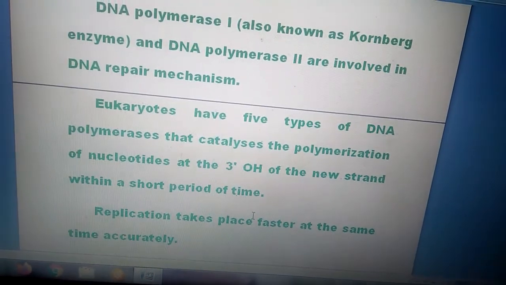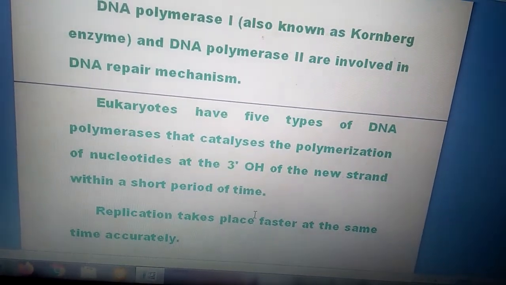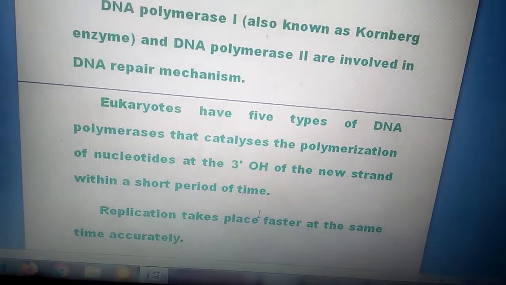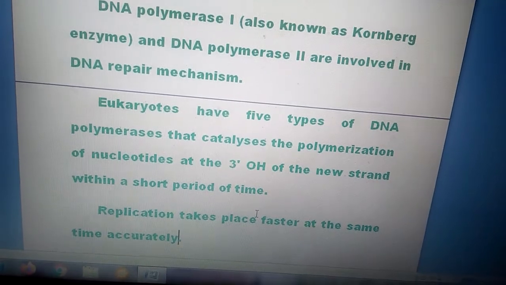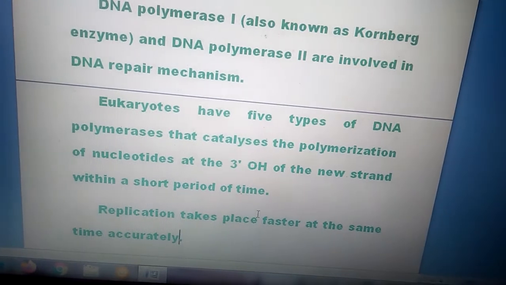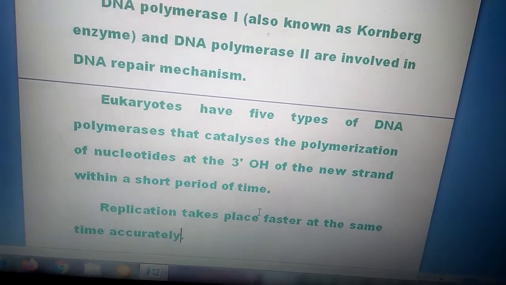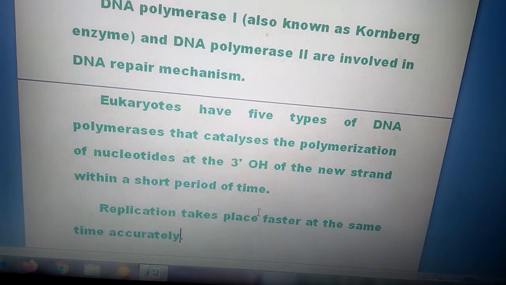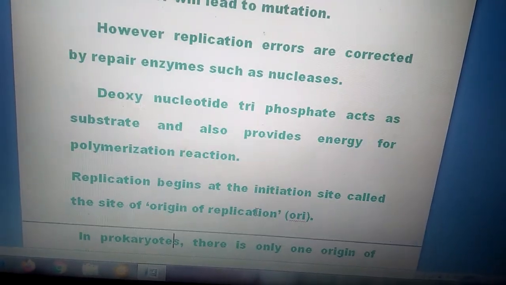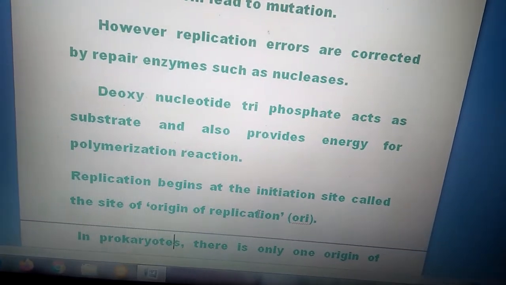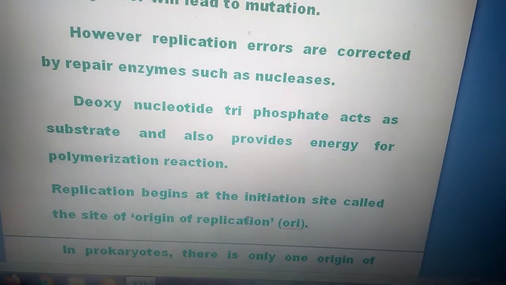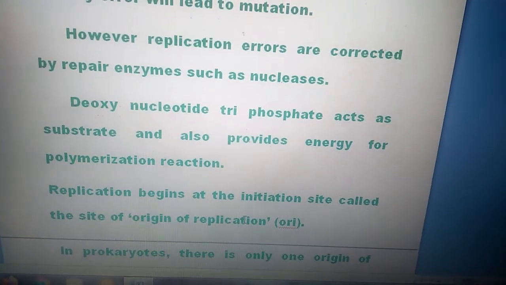Eukaryotes have 5 types of DNA polymerases that catalyze the polymerization of nucleotides at the 3' OH of the new strand within a short period of time. Replication takes place faster and at the same time accurately. Any error will lead to mutation. However, replication errors are corrected by repair enzymes such as nucleases.